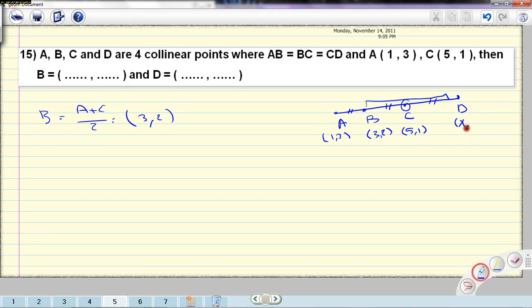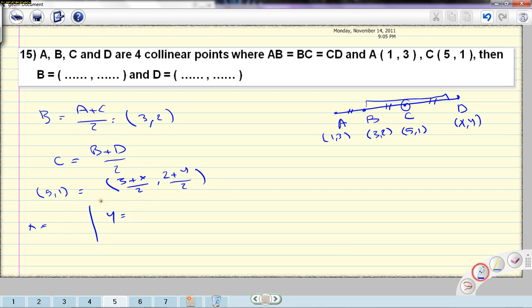So I'm going to put D as (x, y). And I have C equals (B plus D) over 2. I have C, which is (5, 1), equals (3 plus x) over 2, and (2 plus y) over 2. And then we get x, and we get y. We did something like this before, so let me do it in steps. 5 equals (3 plus x) over 2, so x is 7, and 1 equals (2 plus y) over 2, so y is 0.